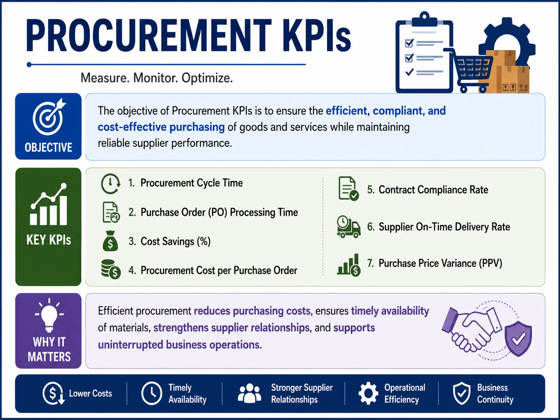Together, these KPIs help organizations measure procurement efficiency, control costs, monitor supplier performance, and ensure compliance with procurement policies and contracts. Effective procurement management reduces purchasing costs, ensures the timely availability of materials, strengthens supplier relationships, minimizes supply disruptions, and supports smooth and uninterrupted business operations.